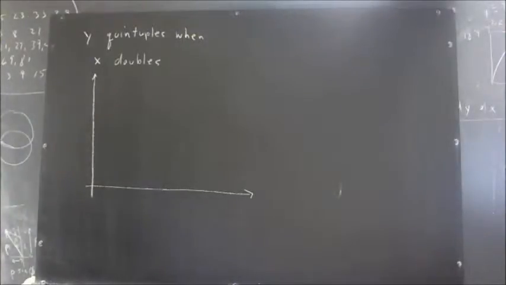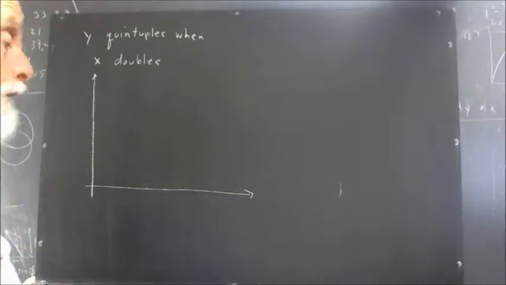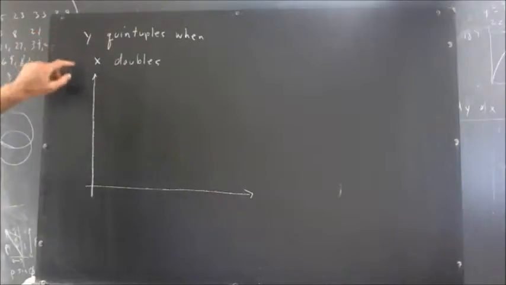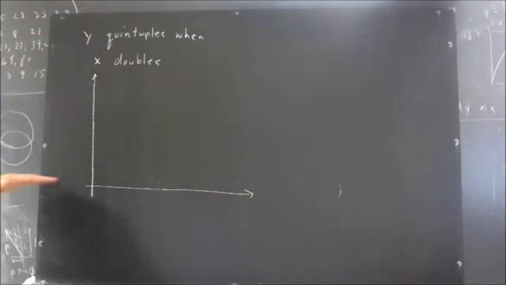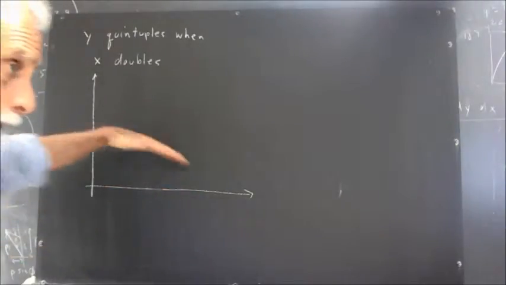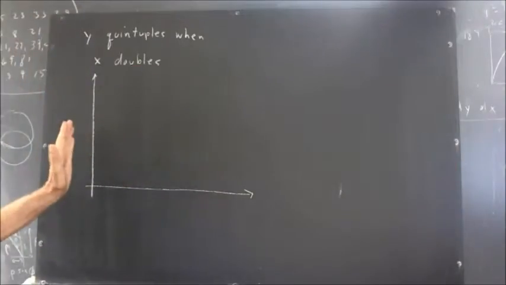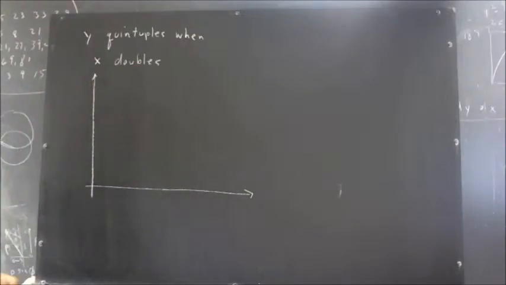Problem 10 begins by asking us to sketch a graph where y quintuples when x doubles. So I've got an attempt at a horizontal axis here. It's going downhill, but, and a y-axis here.